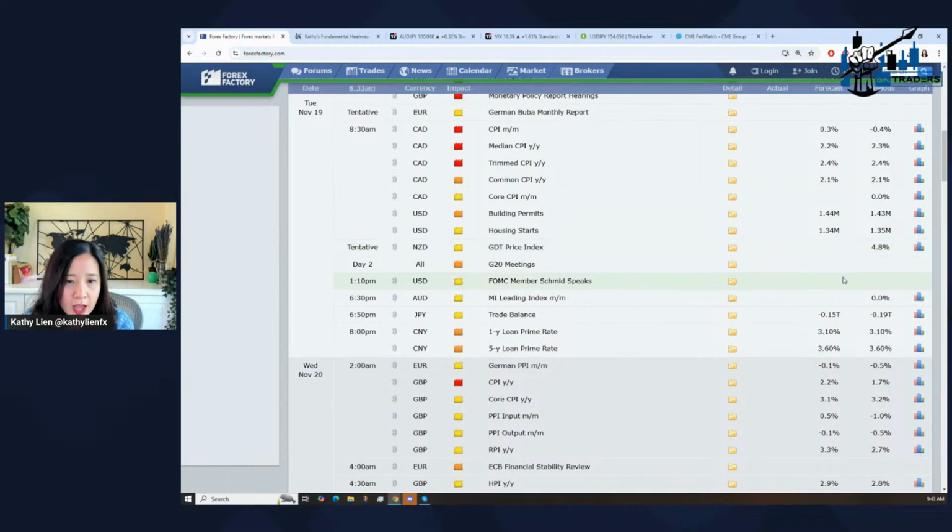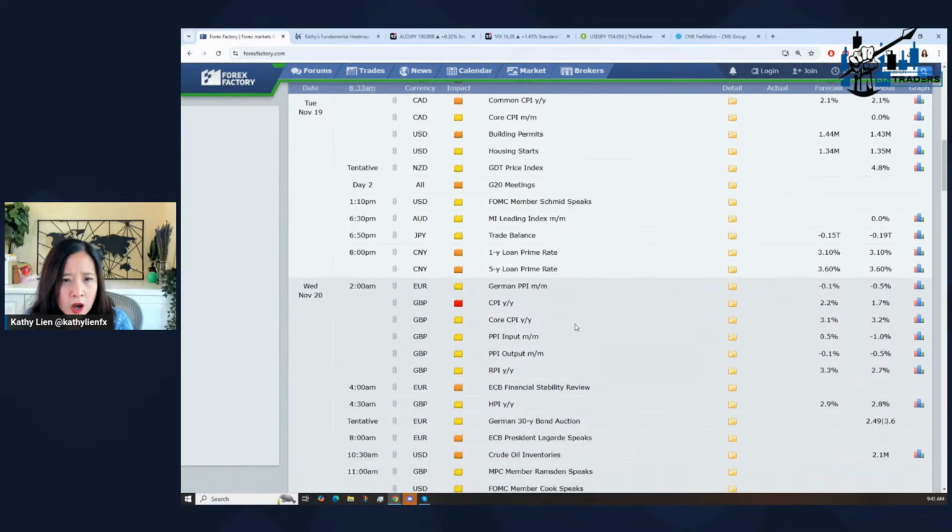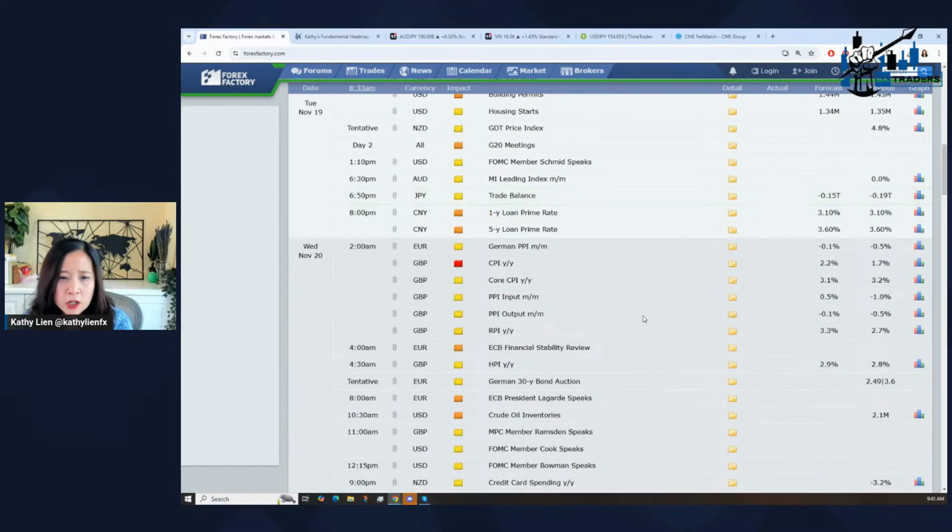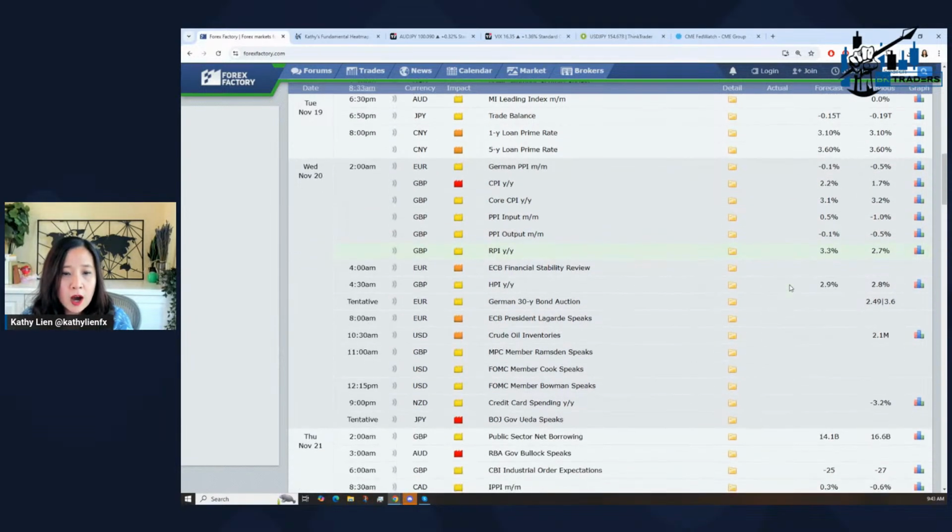And then we have nothing really going on. Japan's trade data, a little weak, more negative trade deficit. Wednesday, we have UK CPI, very, very important. So once again, stronger inflation data expected from the UK. So we could see some gains in sterling as a result of that.